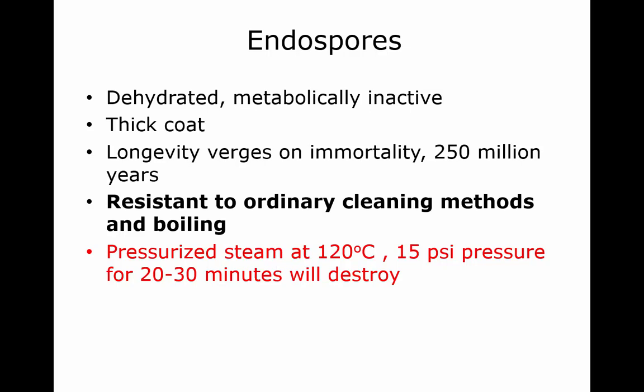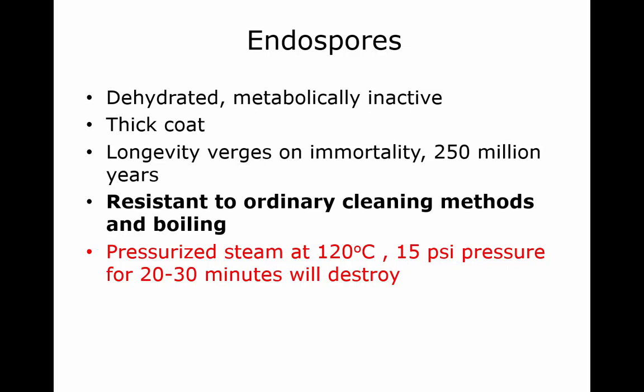Now, here's the scary thing about this. Endospores can actually resist boiling. So if you boil something, that doesn't mean it's sterile. If you had bacteria on it that could form an endospore, they can actually resist the temperatures of boiling and maintain survival until conditions become favorable again. The only way to get rid of an endospore is to put them in something like an autoclave or a pressure cooker. Pressurized steam that gets up to 120 degrees Celsius with 15 psi, so pressure, for 20 to 30 minutes will destroy them completely.